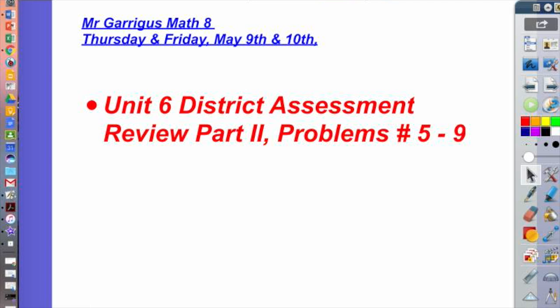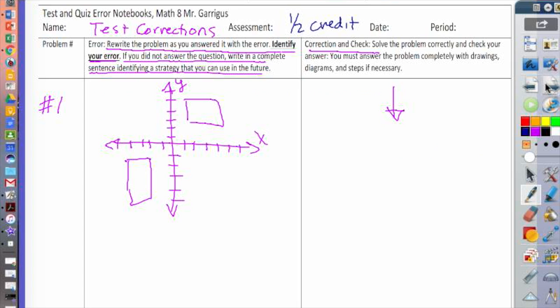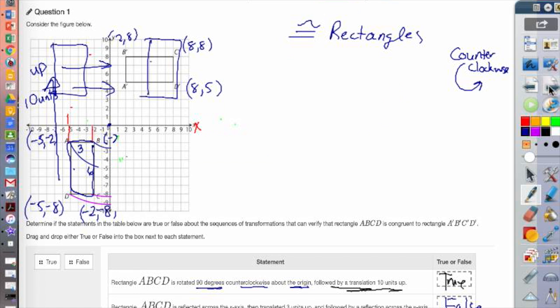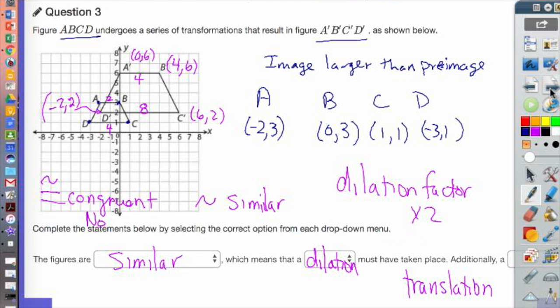Okay, today we will continue on the Unit 6 test, district assessment review, problems number 5 through 9. Again, you get half credit for test corrections. We also have retests that are beginning. Those are after school for full credit, but you're going to be doing your errors here and your corrections here in this column. And you're going to put as much detail as possible to get the credit. We've already done problem 1, 2, 3, and 4.